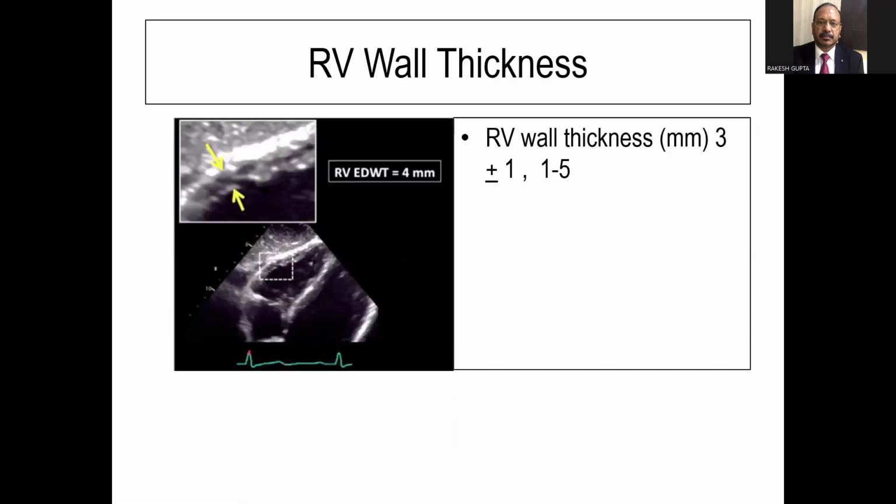Another important thing for revision is we look at RV free wall thickness at the level of the tricuspid valve where it opens up. That's somewhere in the middle of the RV free wall. Measuring from this RV free wall, this should be less than 4 to 5 millimeters in size, and measured in diastole, not systole.